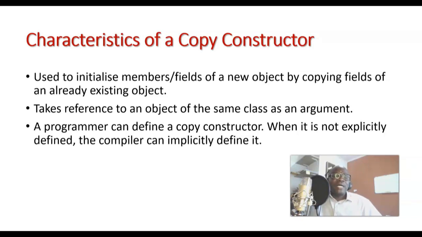And a programmer can define a copy constructor. Just like we explained about a default constructor, it gets executed in the event that a programmer did not specify a constructor. So the C++ compiler will do it in the background for you. It is the same thing with a copy constructor. A programmer can either define it, or when it hasn't been defined, the compiler will implicitly define it.